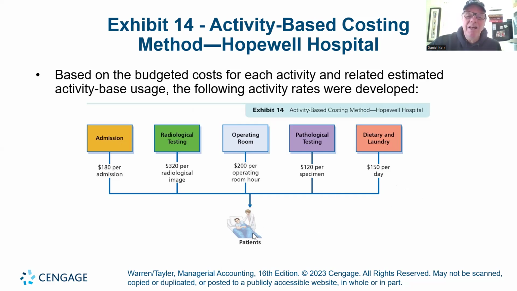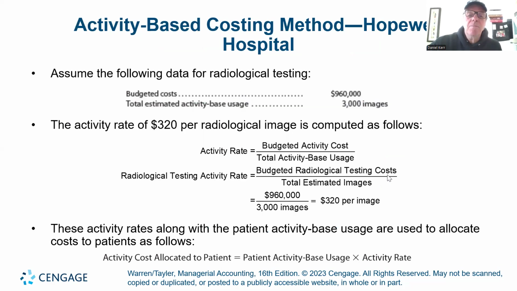So when you go to apply all these overhead costs to that poor guy lying there, he looks like he's in pain in the hospital bed, you would ask: how many times was he admitted? How many X-rays did he have? How many hours did he spend in the operating room? How many tests did he have performed? And how many days was he there? That will determine the dietary and laundry charges that he gets.